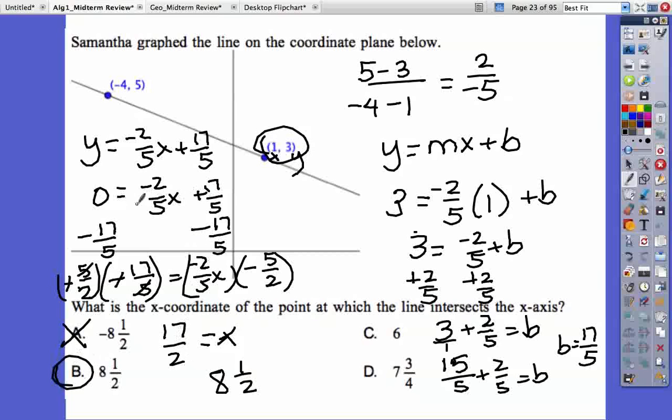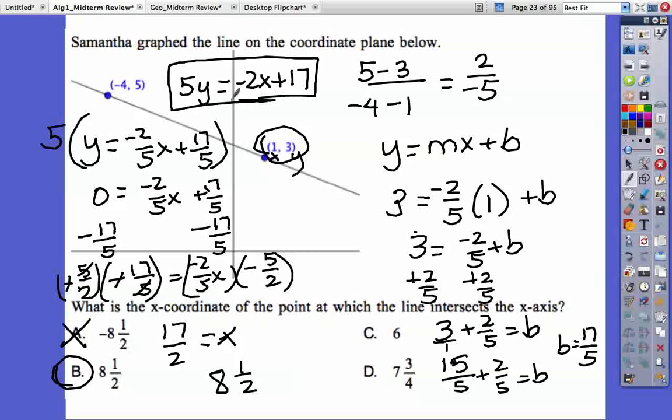You could have multiplied everything by 5 in this equation here if you wanted to get 5y equals negative 2x plus 17 before putting in 0 for your y. That's a personal preference. You don't have to. You can do it either way. Either way, you should get the same answer if you do it correctly.